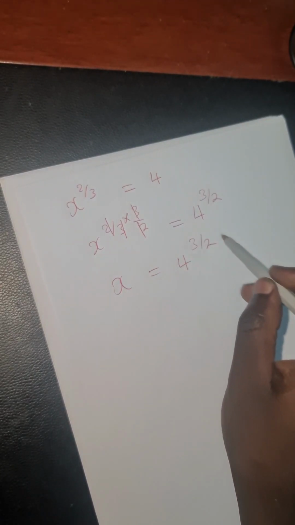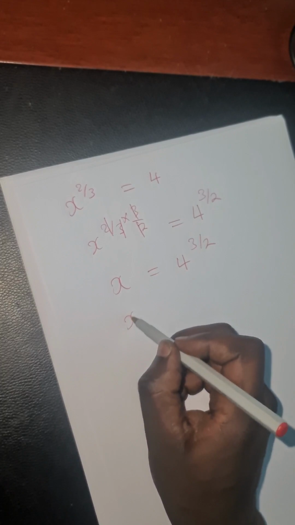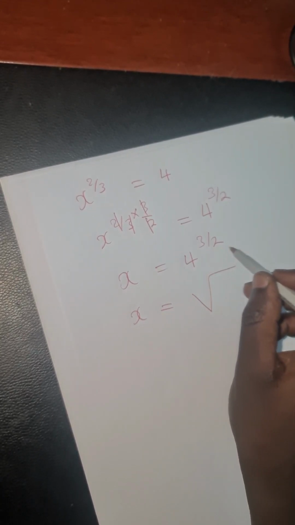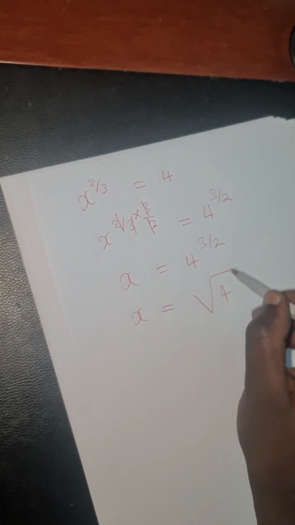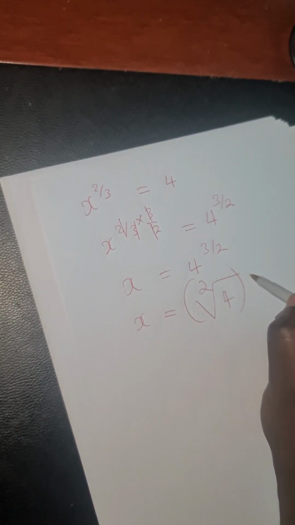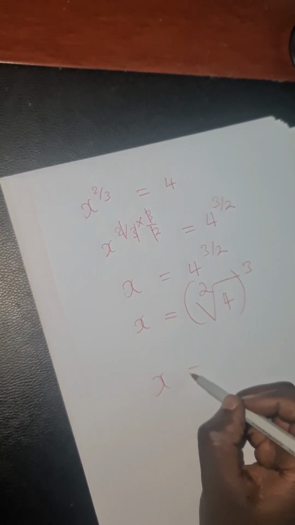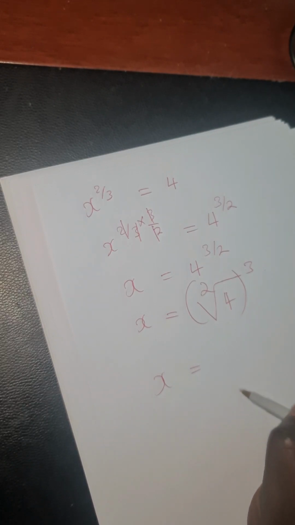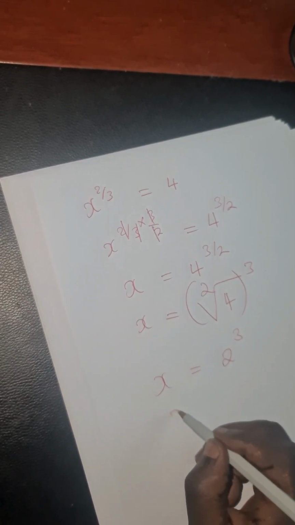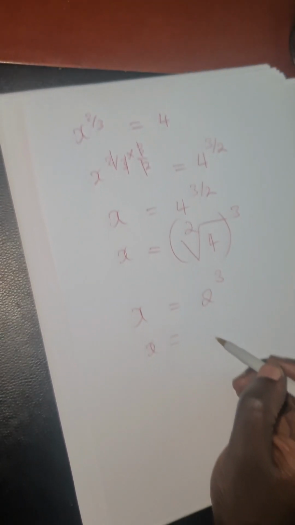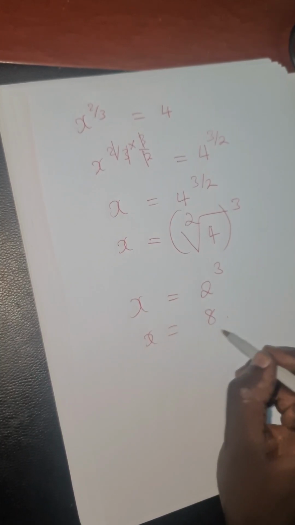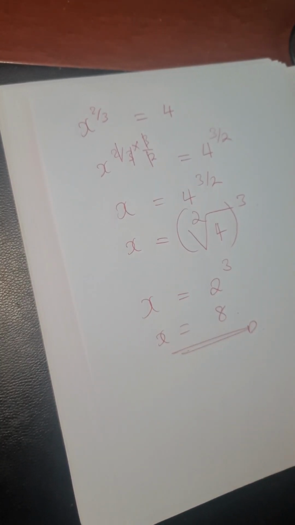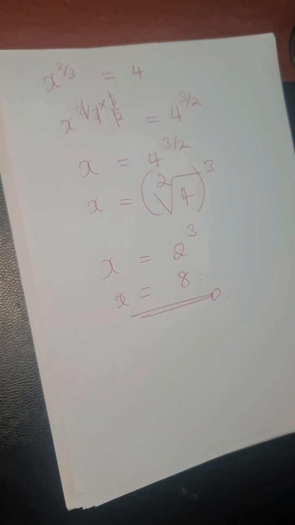Now this one has become a fractional index. We talked about these things. We said you're supposed to say square root of 4 here, which is 2, to the power 3. So x is equal to 2 to the power 3, that's 8. I'm pretty sure you've understood what I just did there.